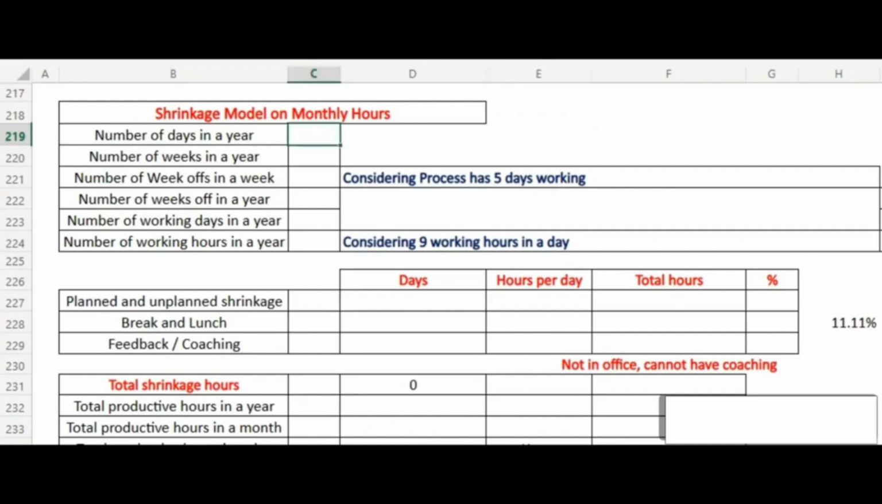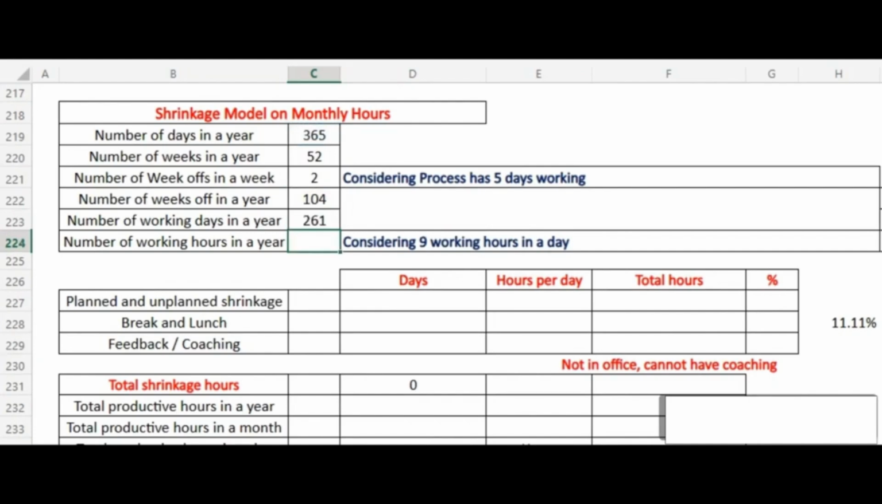I have put down some information on the screen. Number of days in a year would be 365. Number of weeks in a year would be 52 or 53 depending on the days in a year. Number of week offs in a week would be 2. I'm considering the process has 5 working days, so the total number of week offs in a year would be 52 multiplied by 2, that would be 104. Number of working days in a year would be 365 minus 104, 261 working days in a year.